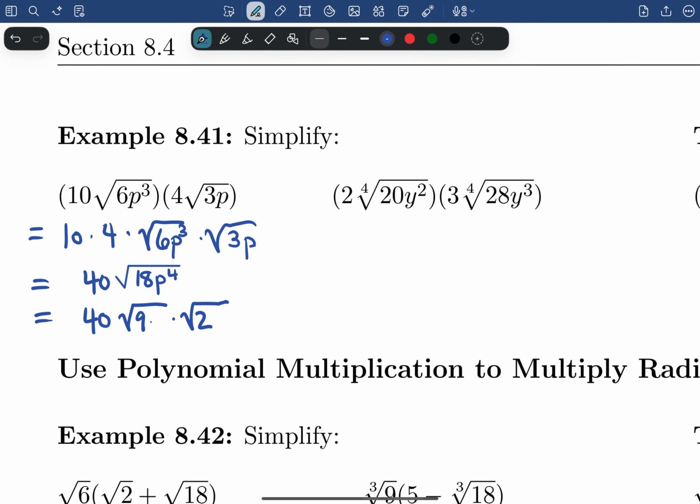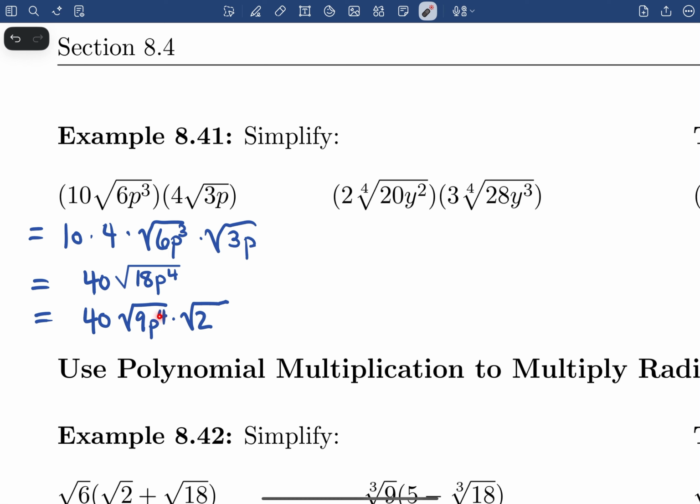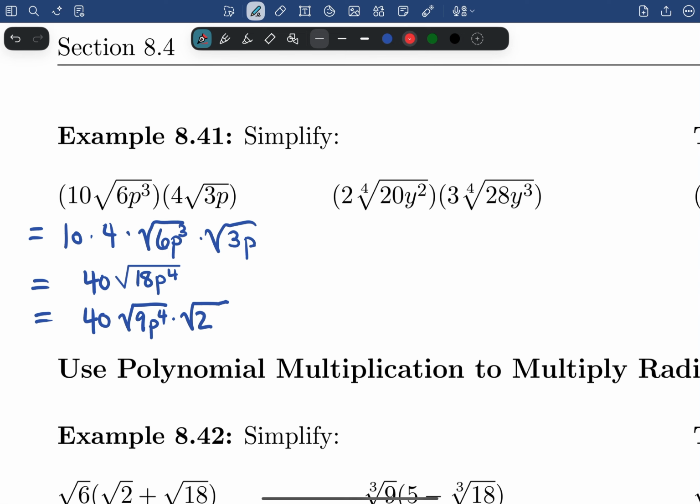And then p to the 4th is a perfect square as well, because the exponent of 4 is a multiple of the index, which is invisible. It's 2, right? The invisible index of 2. I'll make it invisible again. Great. And so now I can write my final answer.